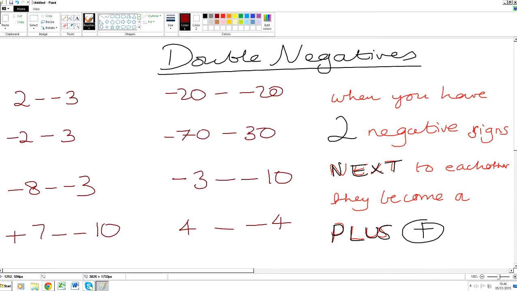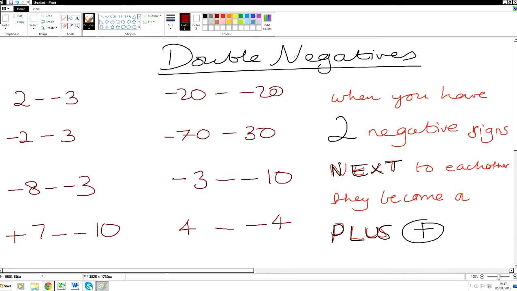We're looking at double negatives today, and I want to go over the rule here. I want to emphasize, which is selected in that color, this is our rule that we need to look at. I'm doing a little bubble around it. When you have two negative signs next to each other, and the keyword is next to each other, they become a plus.